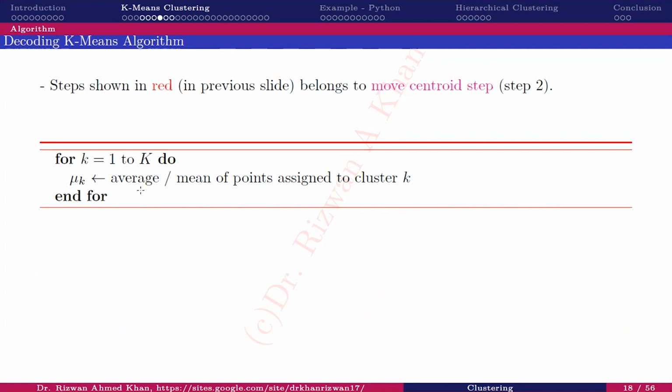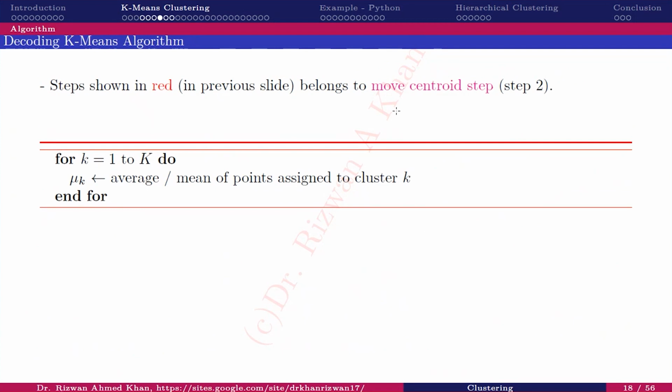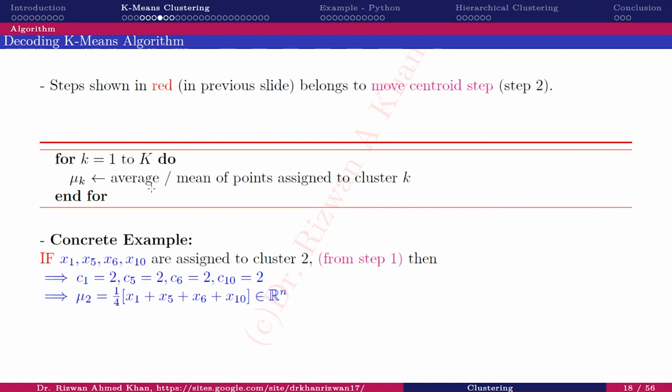Now the second step, which was shown in red in this algorithm, is the move centroid step. Right? These steps belong to the move centroid step of the K-means clustering algorithm. And what it is doing is, mu k would be the average, the mean, of the points assigned to cluster k. Just as a concrete example, say data points x1, x5, x6, and x10 are assigned to cluster 2, right? So they have c1 equal to 2, c5 equal to 2, c6 equal to 2, which I have written over here.